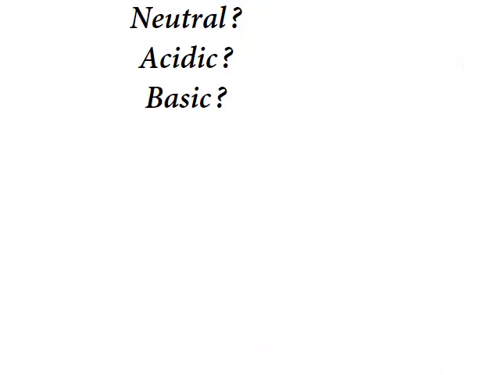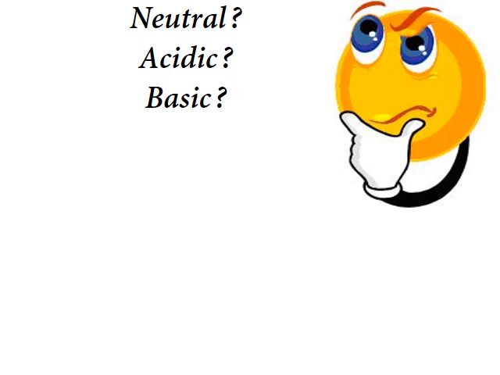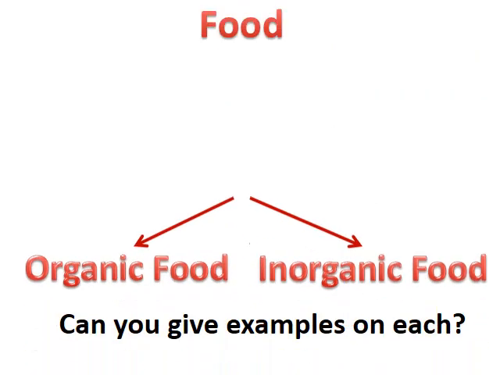So, let's move now to the meaning of neutral. Neutral medium means the mouth. Salivary glands secrete the saliva at the mouth. The mouth is neutral, where pH is equal to 7. Acidic, pH is less than 7. Basic, pH is greater than 7.